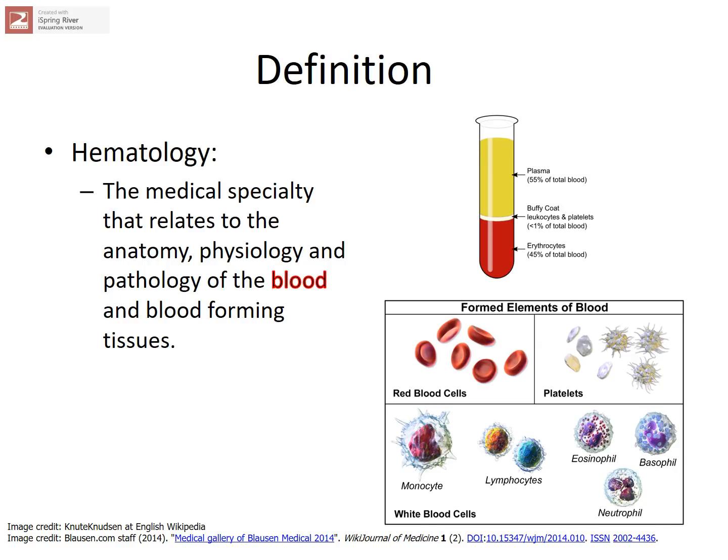The cells or formed elements of blood include the red cells, platelets, and the white blood cells. We'll be talking about each of these, how they contribute to health and disease, and how we evaluate them as we go through Module 3.